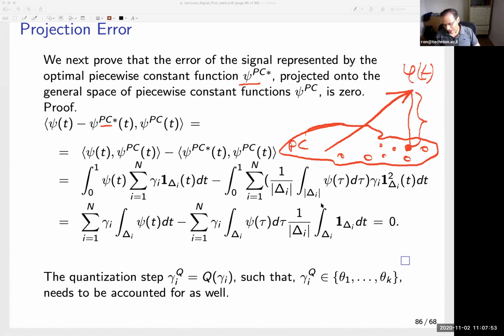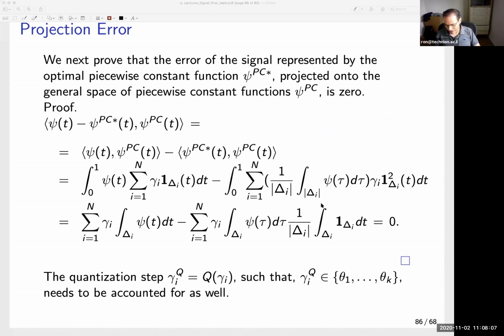So how do we do that? We use the inner product rules. So we have subtractions of two functions, and then we do the inner product with the piecewise constant function. So what happens here is that we can split it into two inner products. One of them is the inner product of the optimal piecewise constant with any piecewise constant, and the other one is the inner product of phi with any piecewise constant function. And now we write everything explicitly. And remember, these are piecewise constant at intervals which are defined. So it's not any piecewise constant, but piecewise constant at intervals that are defined by my delta i's.